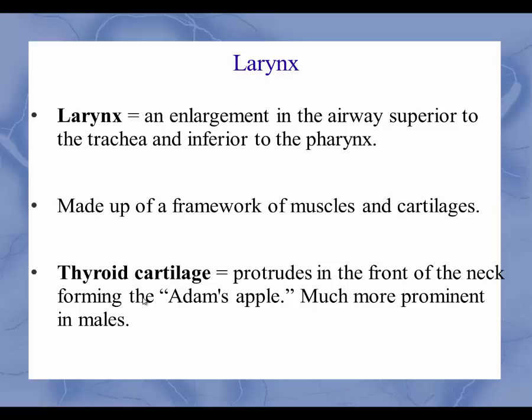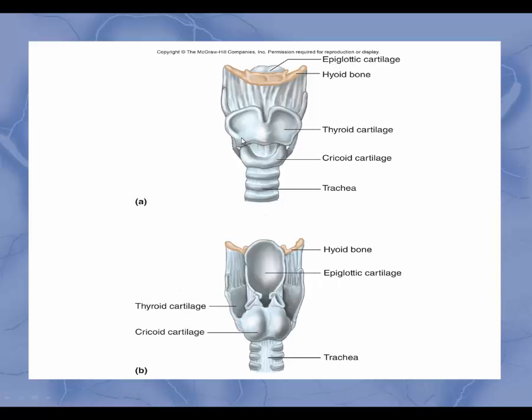This is much more prominent in males than females. That's the part that actually will jut out in the front of the throat. That's the thyroid cartilage or the Adam's apple. This is how it looks from the front.